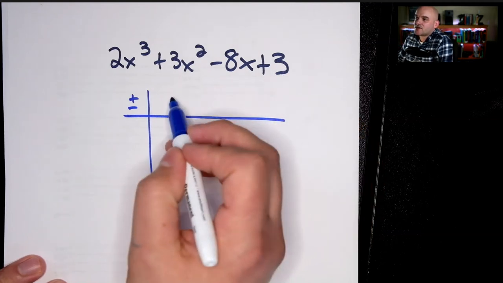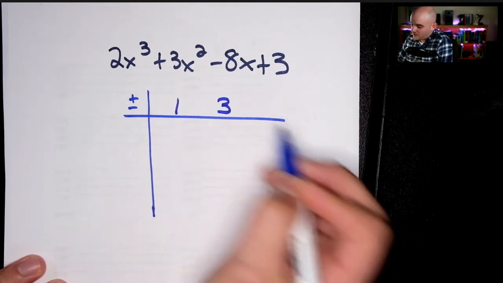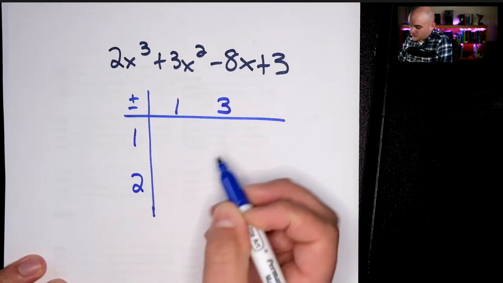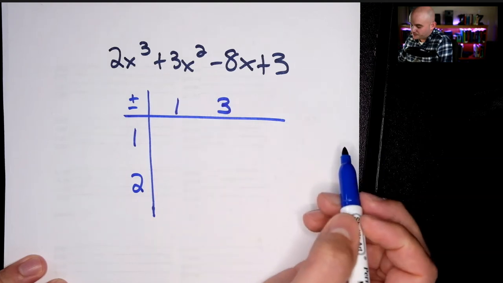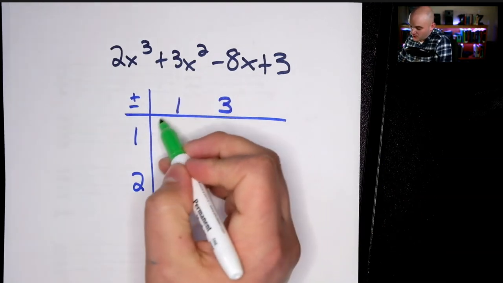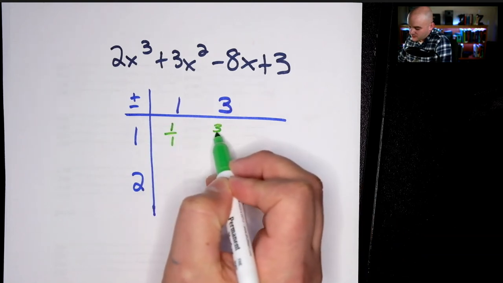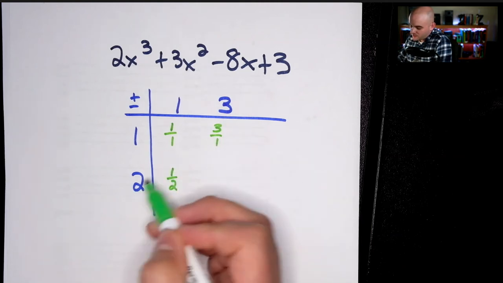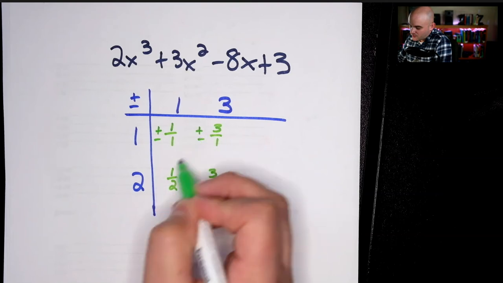So I'm going to write factors of 3 along this line right here. In this case, it's just 1 and 3. And then I'm going to write factors of 2 right here, 1 and 2. And this plus or minus reminds me I could have plus or minus 1 or plus or minus 3. And then underneath the bracket, I'm going to write 1 over 1, which is 1, 3 over 1, which is 3, 1 over 2, which is 1/2, and 3 over 2, which is 3/2. And just remember, these are all plus or minuses.